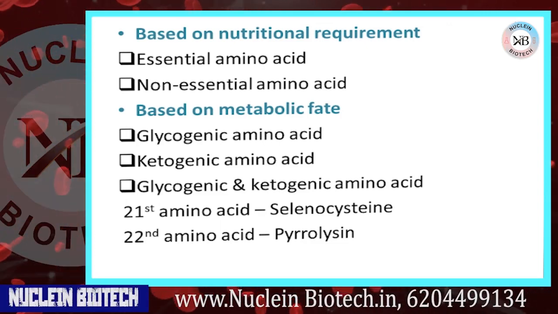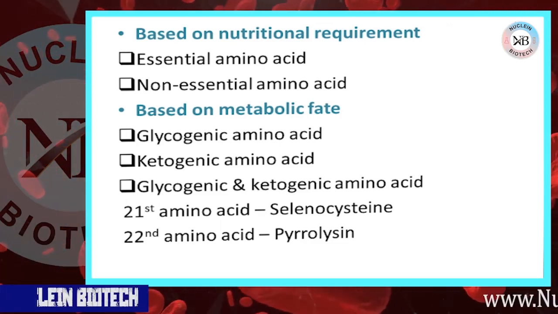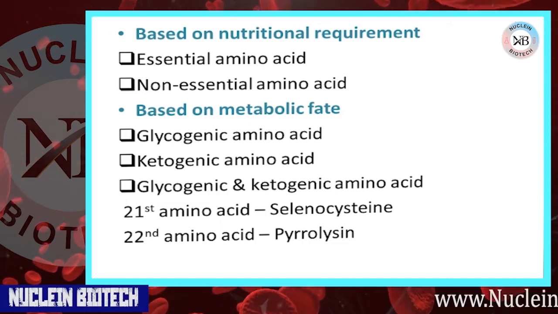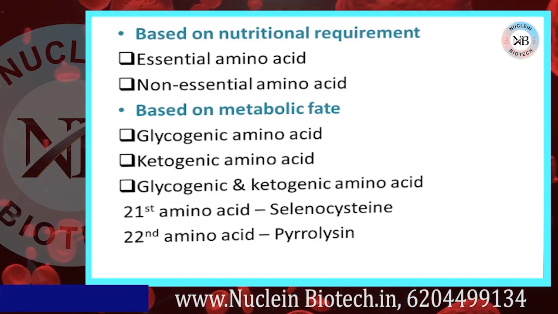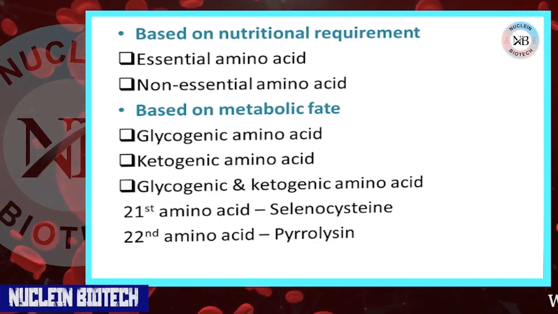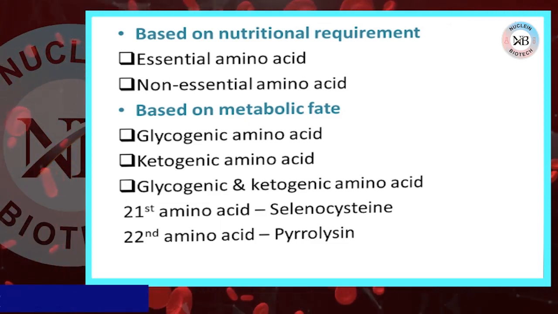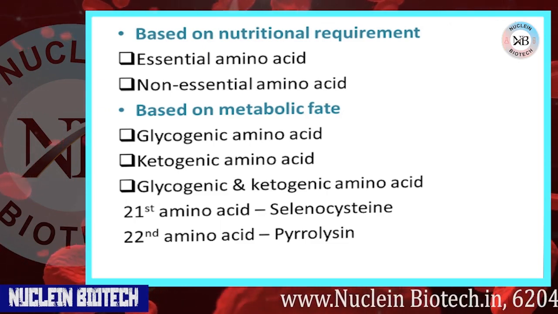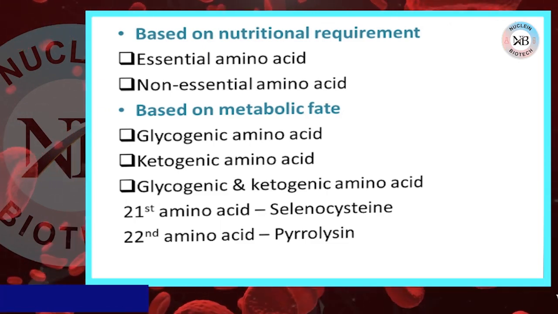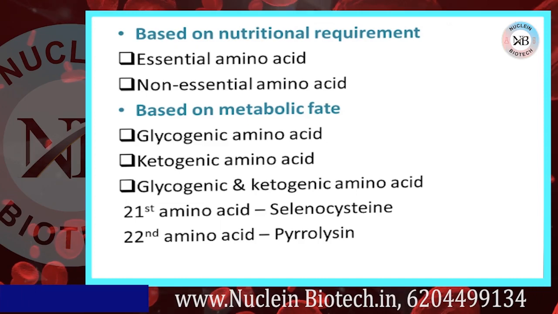Now next is the non-essential amino acid. So these amino acids can be synthesized by the body, so they meet the biological need and there is no need to consume them in the diet. So some of the examples are glycine, alanine, serine, cysteine, etc.